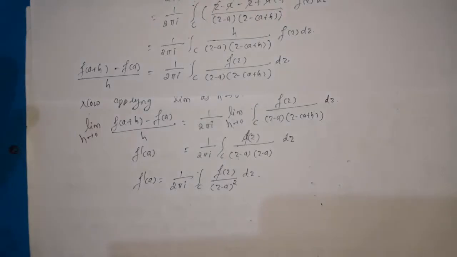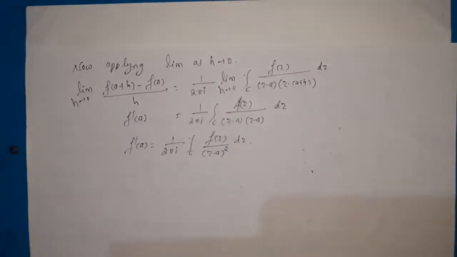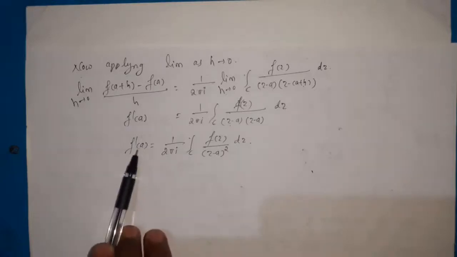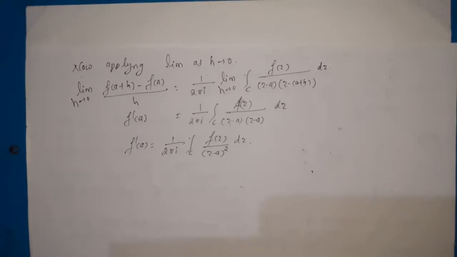So which is the required result, and this is called Cauchy's integral formula for derivatives, because in the previous theorem, that is Cauchy's integral formula, not for derivatives, there we have f of a, but here it is f dash of a. So hence this is called Cauchy's integral formula for derivatives.